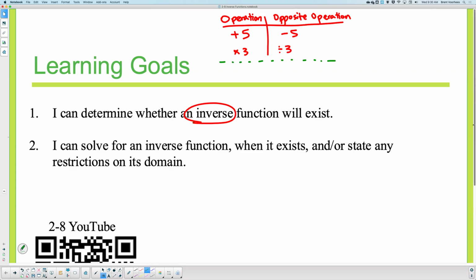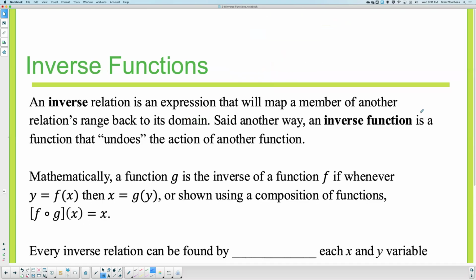So last class we learned in 2.7 that you can apply one function to another inside of a function composition. So what we're going to learn today is that if you apply some function, well, the opposite of a function is its inverse. It's the opposite that cancels out one another. So first, not every function will have an inverse, number one. But if a function does have an inverse, we're going to learn how to solve for it and state any restrictions if necessary. That's the point of today's lesson.